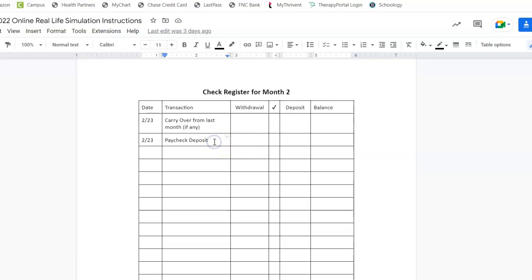And then again, you're going to have your paycheck deposit. So you just do your deposit that you did before. Exception being if you had to get a second job, you would add that amount to your paycheck deposit just to show it all as one. Okay, again, no more than $300 to $400 extra a month though.